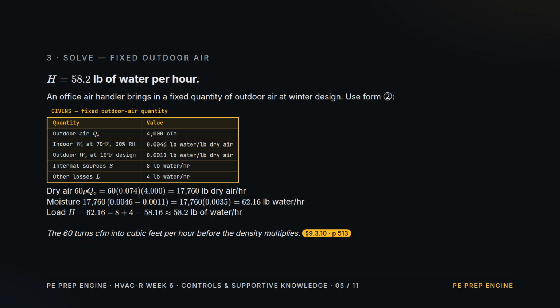Dry airflow: 60 times density times 4,000, 17,760 pounds of dry air per hour. Multiply by the humidity ratio difference of 35 10,000ths, 62.16 pounds of water per hour. Subtract the internal sources, add the losses, 58.2 pounds of water per hour. That number is the humidifier capacity you actually specify.